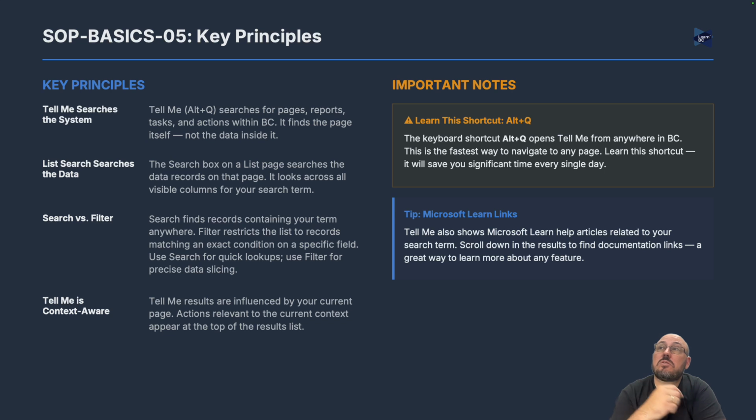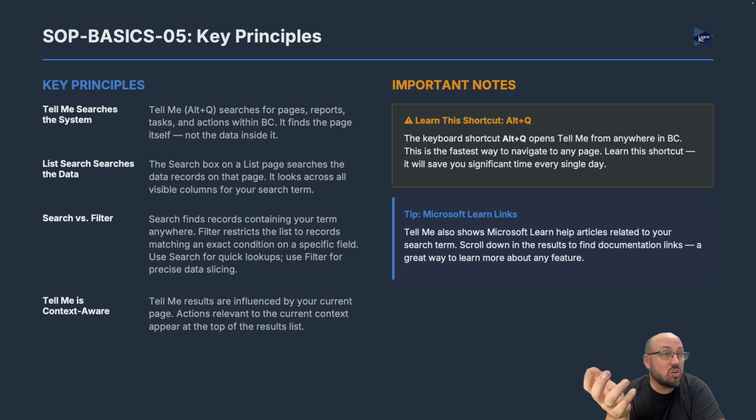All right, important notes. Learn this shortcut: Alt+Q. So if you've got a query, Alt+Q. The keyboard shortcut Alt+Q opens Tell Me, or the search, anywhere from BC. This is the fastest way to navigate to any page. Learn this shortcut. It will save you a lot of time. Tip from Microsoft Learn: Tell Me also shows Microsoft Learn help articles.